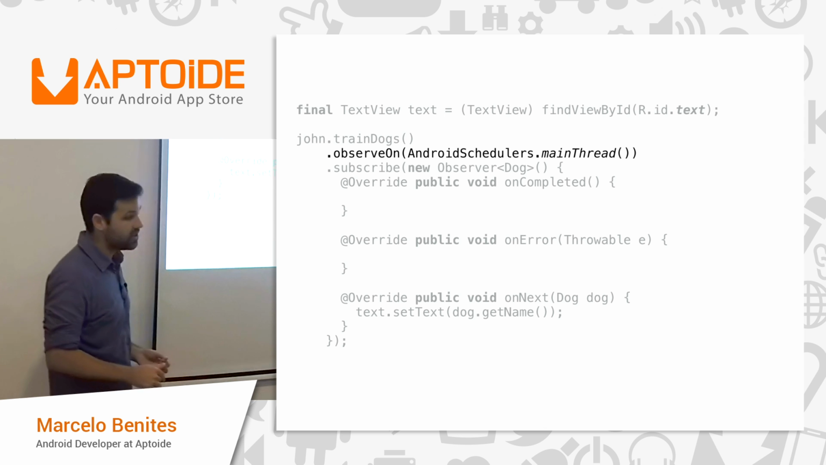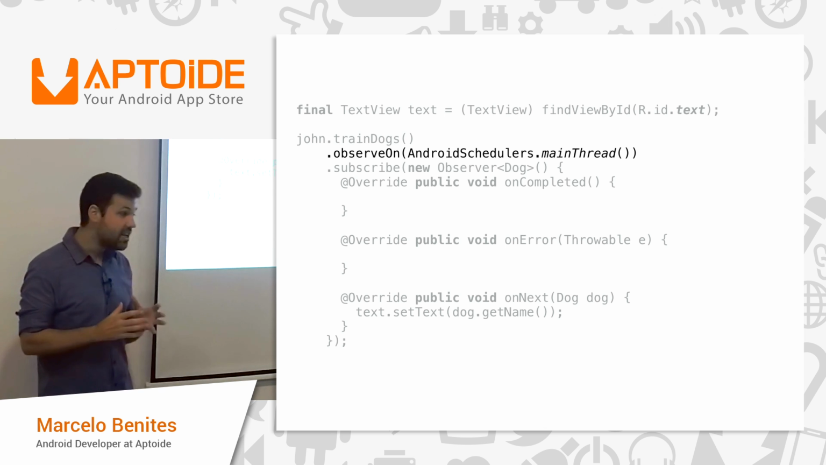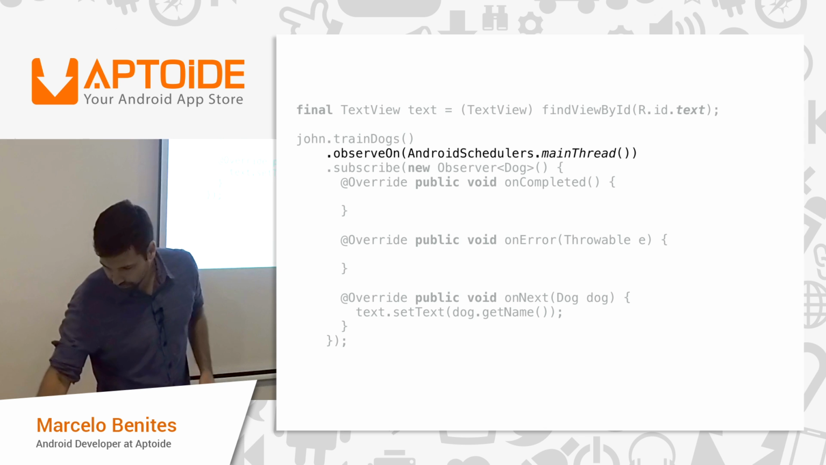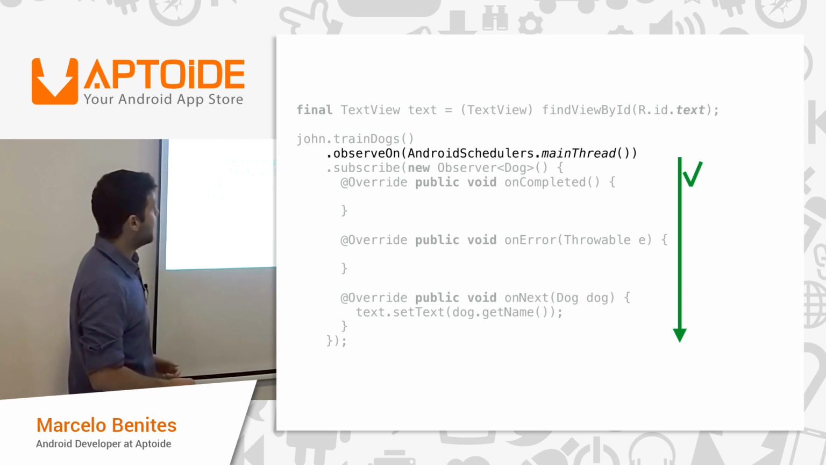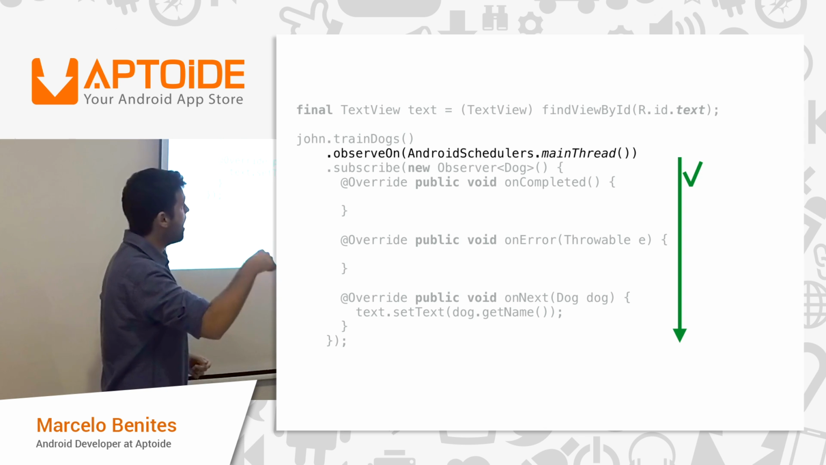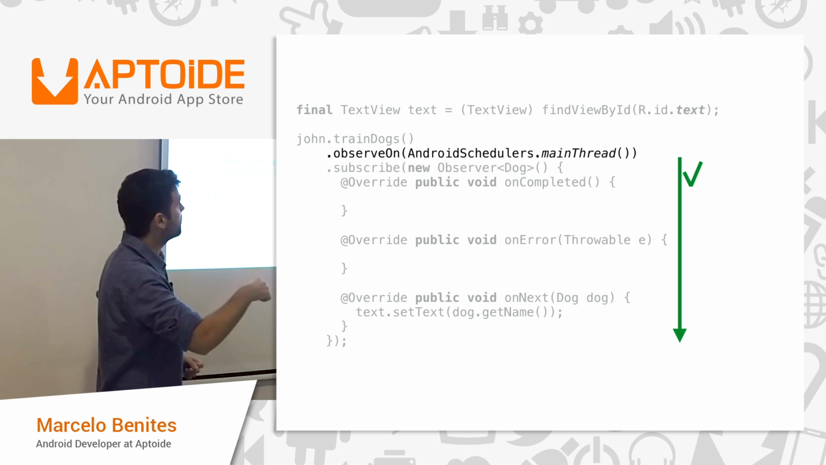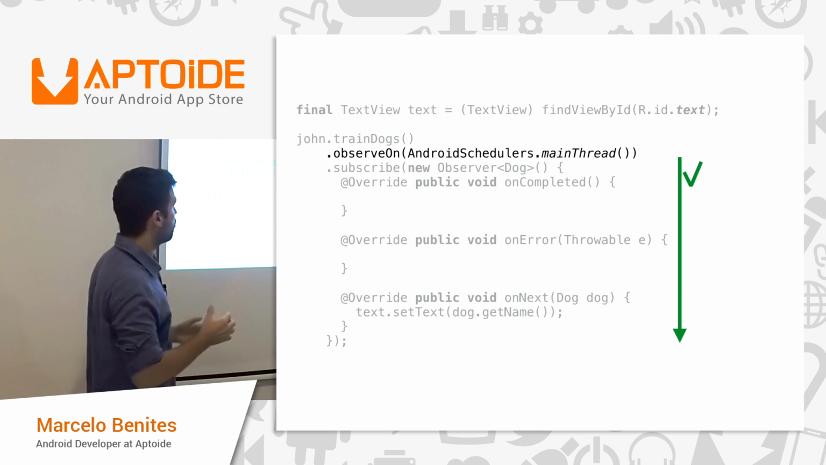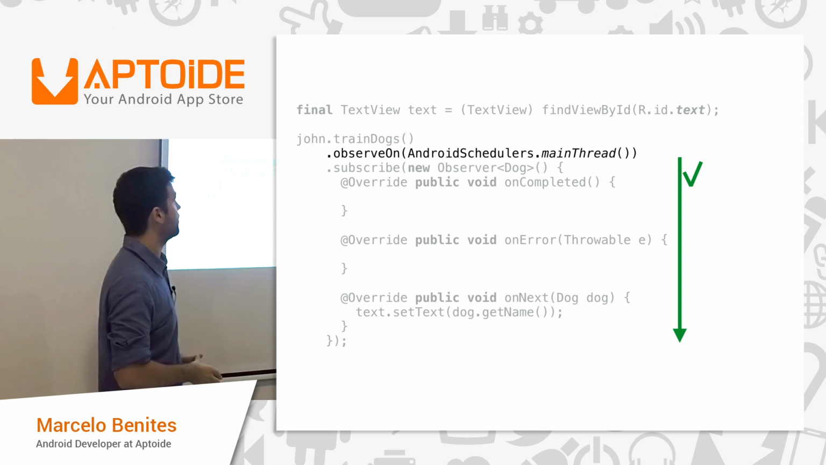And now we are using the observeOn operator. That's different and more powerful than subscribeOn. When I call observeOn, I'm saying that downstream, every operator is going to execute in the thread I am saying it should. So in this case, it's the main thread. So we are sure that we are safe to set the text here.